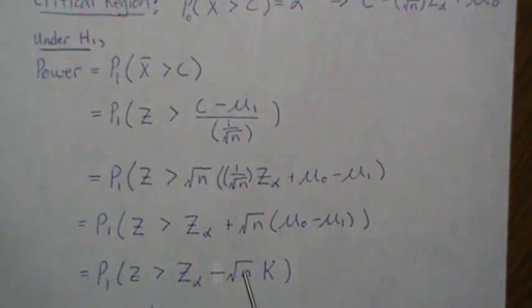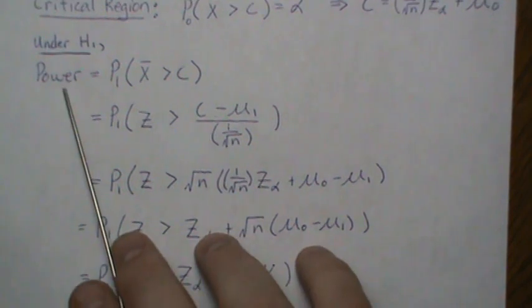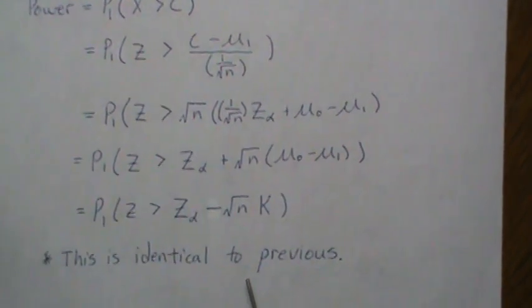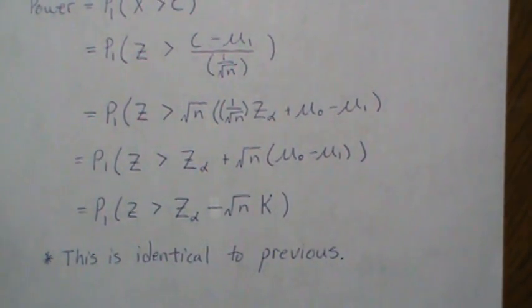Now we increase n: 1, 2, 3, 4, until this power becomes high enough, and we're done. But this is 100% identical to what we did before, right?